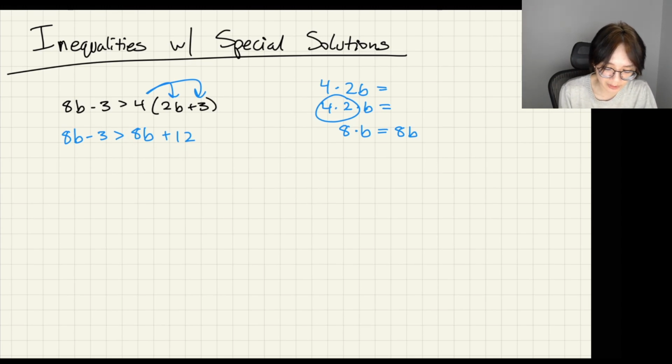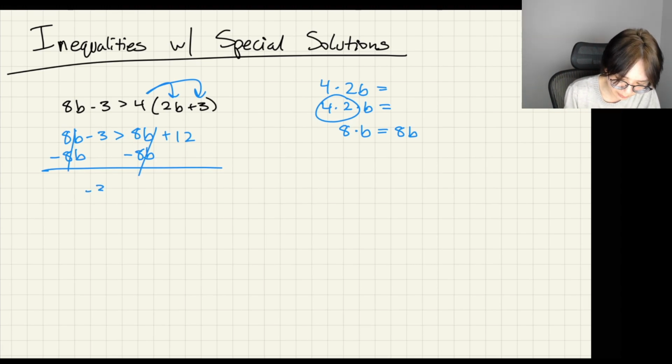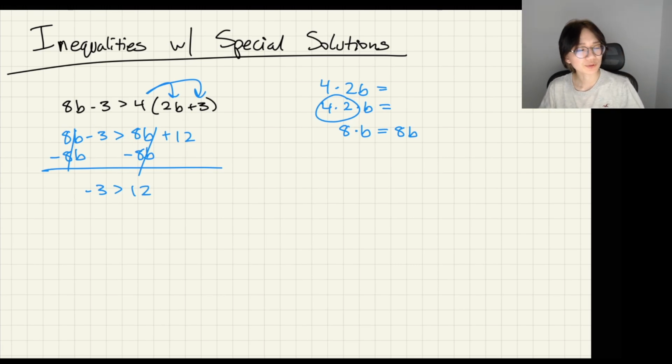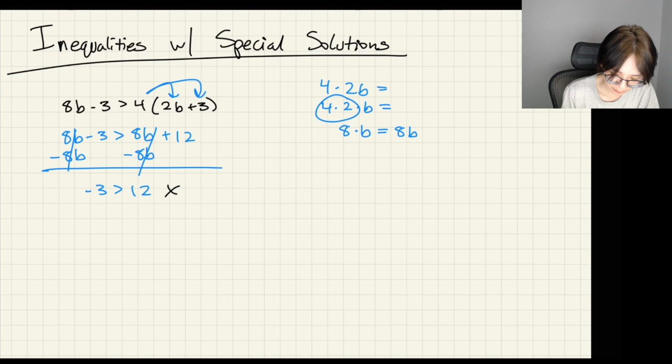Either way, we're going to be subtracting 8b from both sides. And those cancel out. So now what happens? Well, let's look at what's left. Negative 3 is greater than 12. Is this statement true? Is negative 3 greater than 12? No. So this one has no solution.